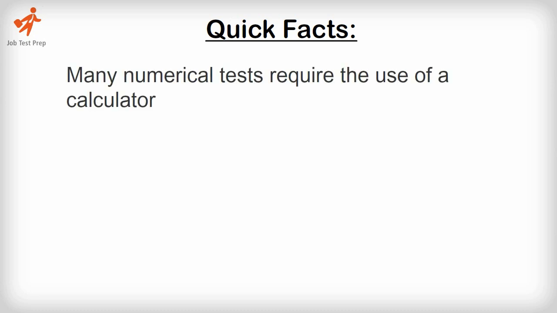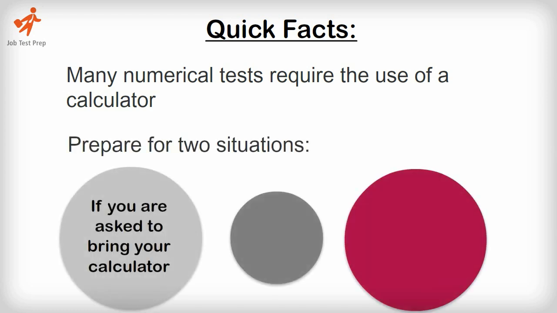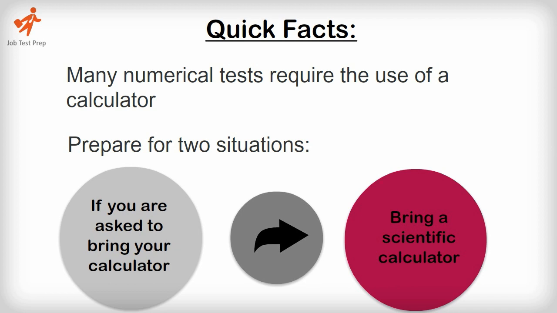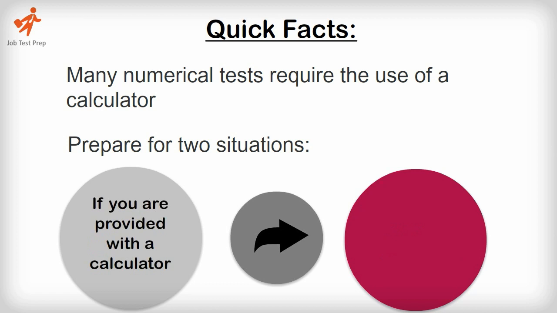Here are some quick facts about numerical tests. Many numerical reasoning tests require the use of a calculator. You should prepare yourself for two possible situations. When you are asked to bring your own calculator, you should bring a scientific calculator. This is a better choice as it helps save time when required to perform lengthy calculations. When you are provided with a calculator, be prepared to use a basic one. We will review how to optimize the use of both types of calculators.